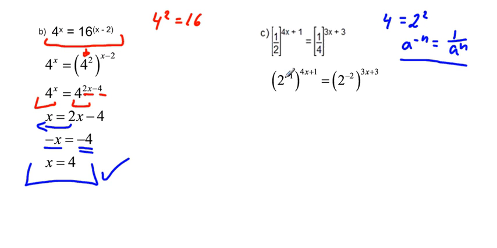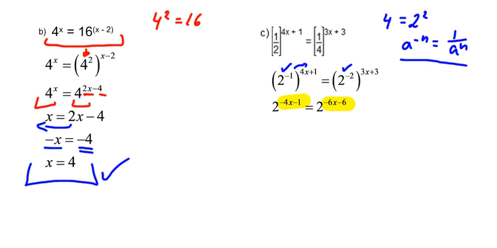So changing 1 over 2 into base 2, and changing 1 over 4 into base 2 with an exponent, we get 2 to the negative 1 and 2 to the negative 2. Now the distributive law. We will multiply negative 1 by 4x plus 1, and also multiply negative 2 times 3x plus 3. So this is why the next step shows these two exponents: -1 and 4, -1 and 1, -2 and 3x, and -2 and 3.